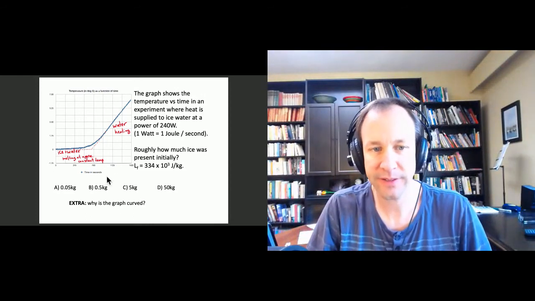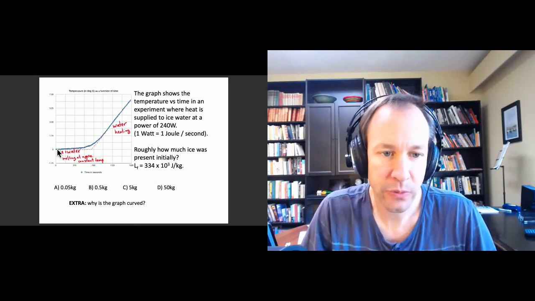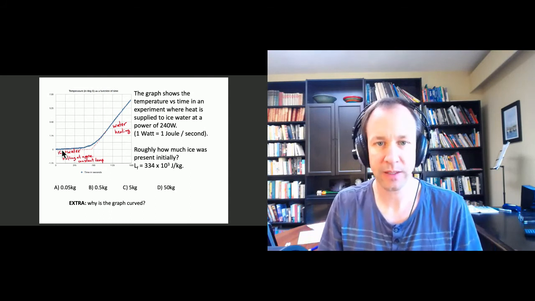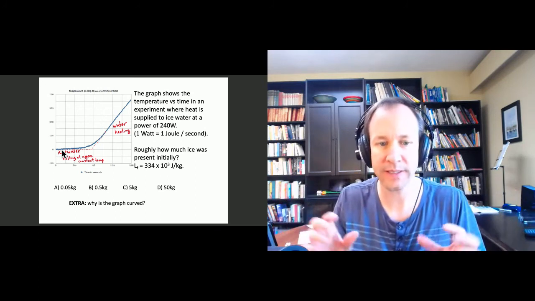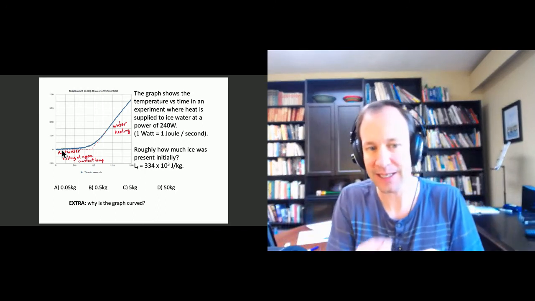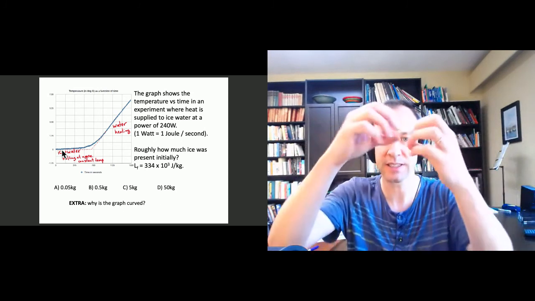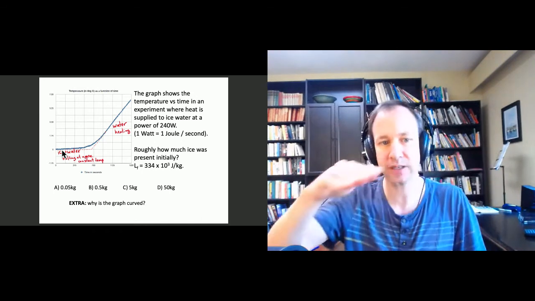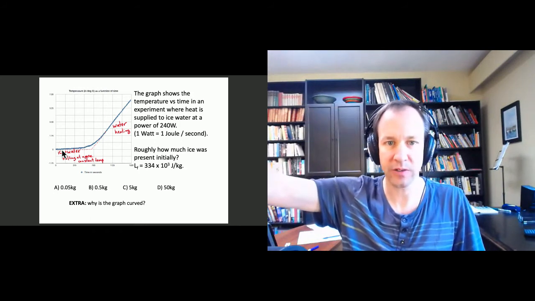And finally, we can return to the question of why this graph is curved. So if we had a perfect situation where we were very slowly adding energy to the water so that everything was always in equilibrium, so the ice and the water were always the same temperature, we just add a tiny little bit of energy, a little bit of ice would melt, we add a little more energy, a little more ice would melt, and the ice and the water would always be almost exactly at zero until all the ice was melted, and then the temperature would increase.